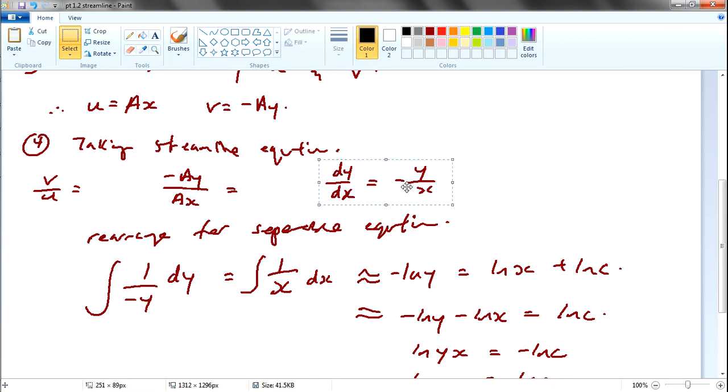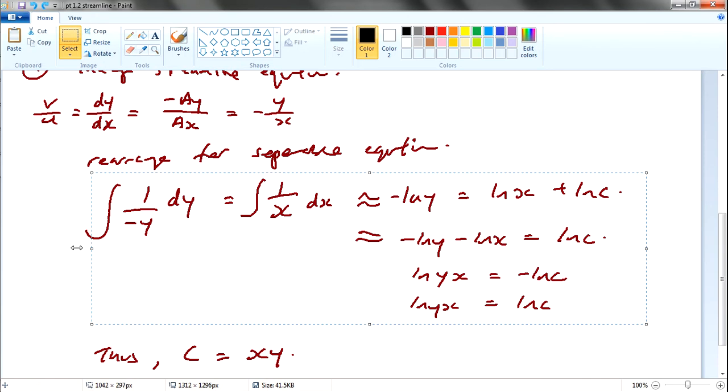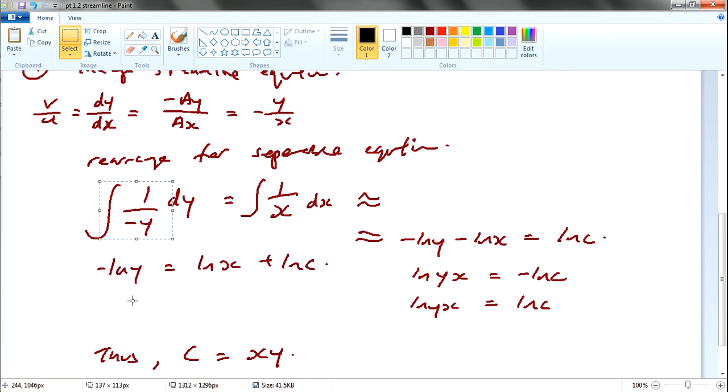So I just bring the dx out, and then I bring the y. Eventually you'll get 1 over minus y and 1 over x. And then you do some integration, a simple integration. 1 divided by minus y dy is equal to 1 over x dx. In other words, ln of minus y is equal to ln x plus some constant c, we call it ln c in this case.